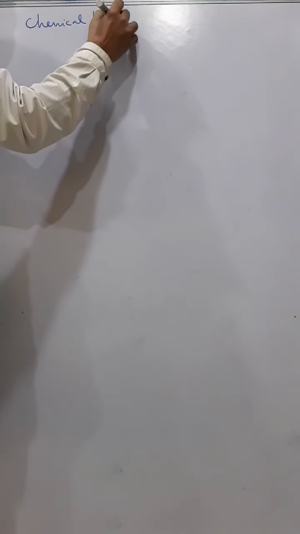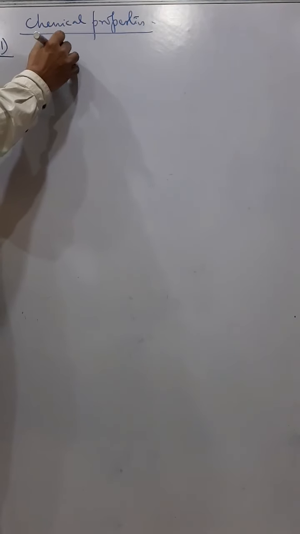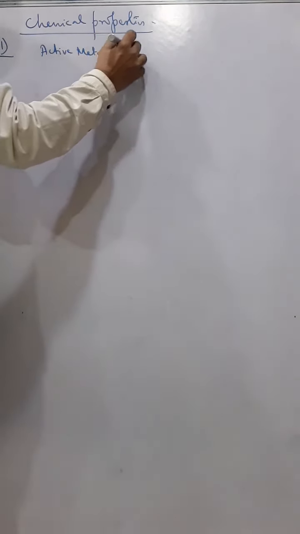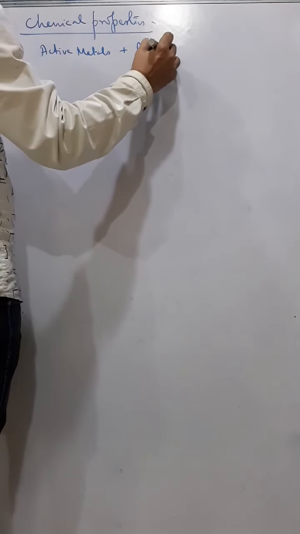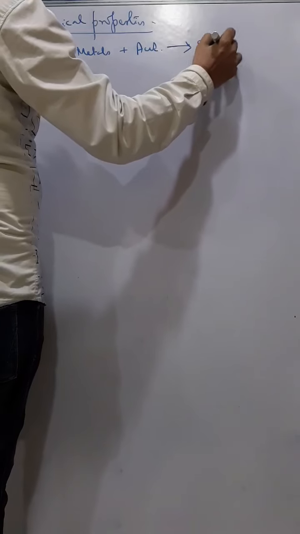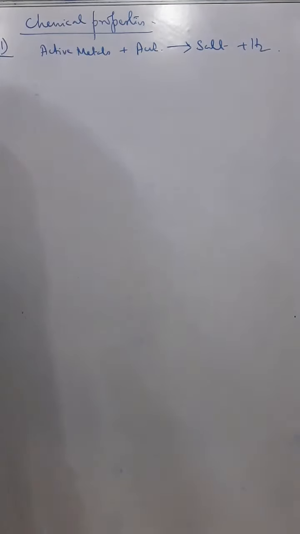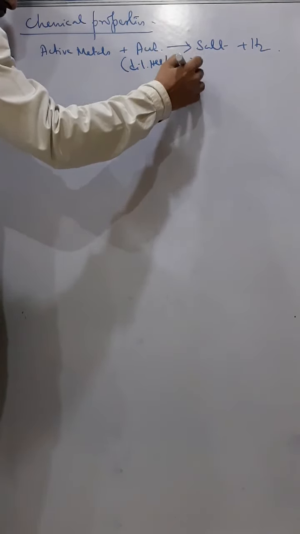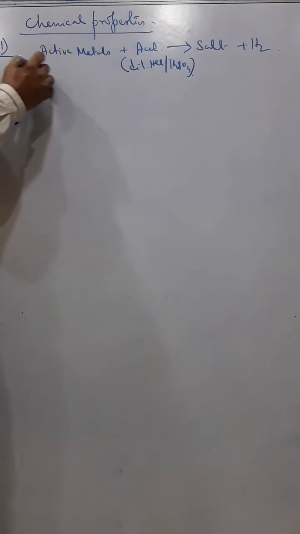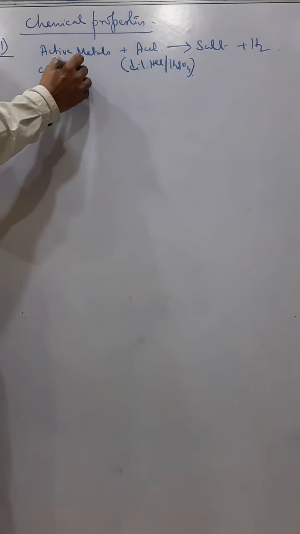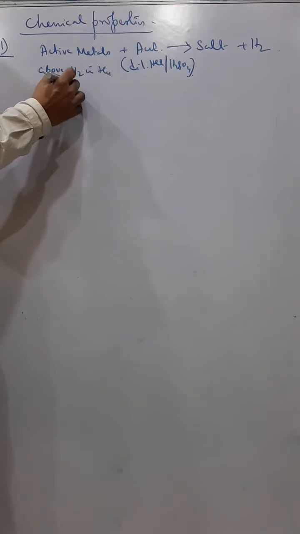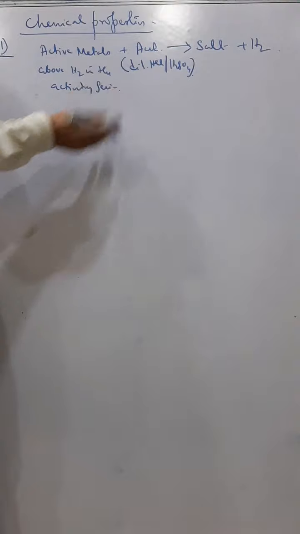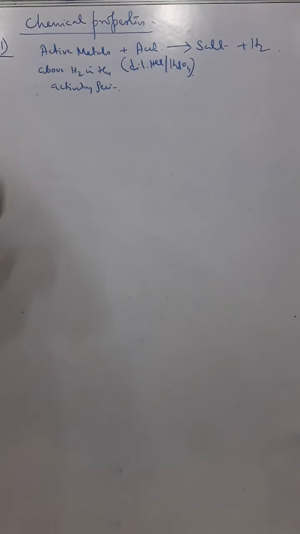Okay, now next is chemical properties. The first chemical property is: active metal plus acid gives salt and hydrogen. Now acid means dilute HCl or H2SO4. In this case, not nitric acid, I'll tell you. Active metal means a metal which is above hydrogen in the activity series. So we take active metals.